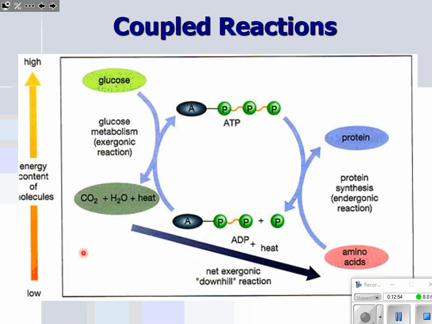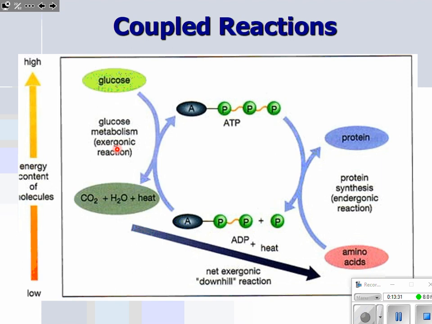All right, notice on this graph, the further down we go, that's the lower amount of stored energy. And then as we go up, there's greater amounts of stored energy. So we're going to start with a high energy glucose. We know that has a lot of stored energy. If we do aerobic cellular respiration and we break down that glucose, follow this arrow, it's going to produce low energy carbon dioxide, water, and a little bit of heat. So that's endergonic or exergonic? Oh, it says right there, doesn't it?